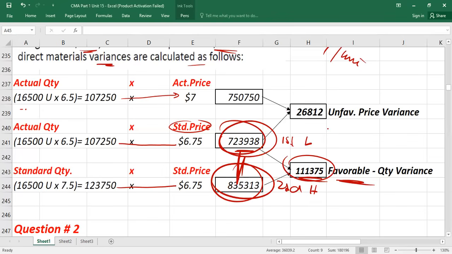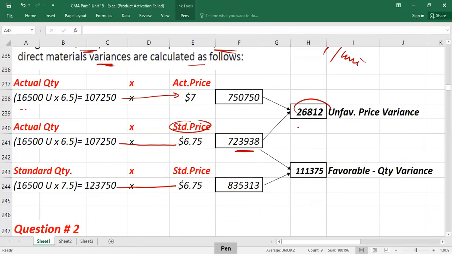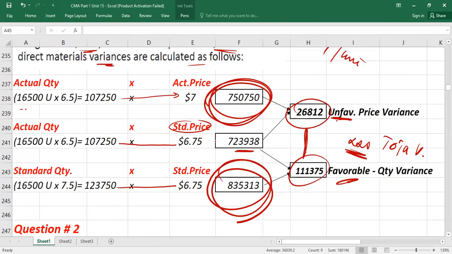If I net off these two variances, this is the price variance, unfavorable, and this is the quantity variance, favorable. Because one is favorable and the second is unfavorable, I net them off and I get my total variance. So I can calculate the total variance this way also, by taking the difference of the first line and the last line. The difference of the first line and last line will be exactly the same as the net of the price and quantity variances. I hope it's clear, right, guys? Clear? Please confirm through the chat option, guys.